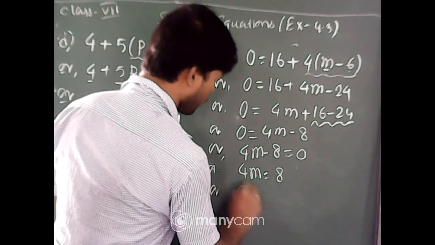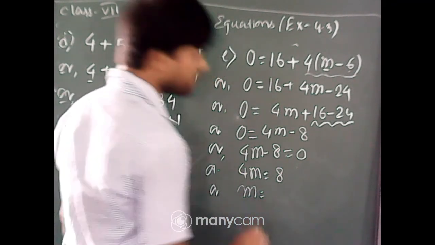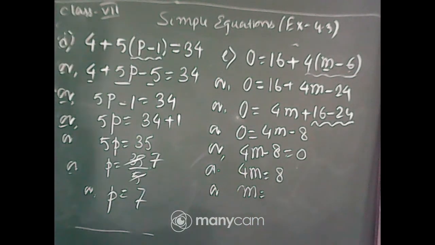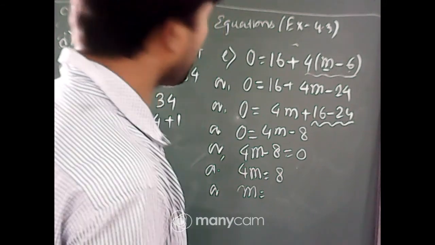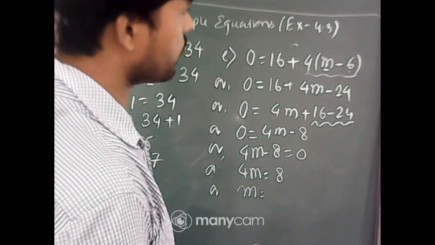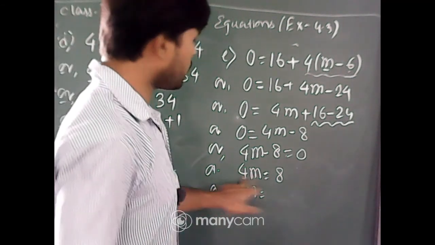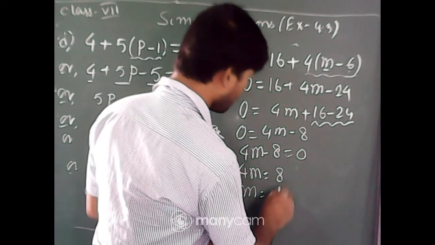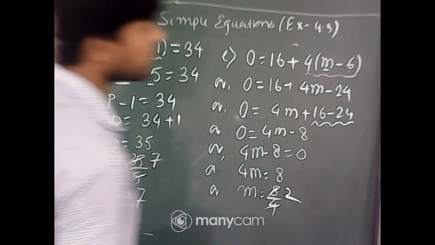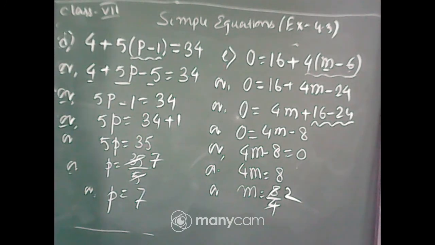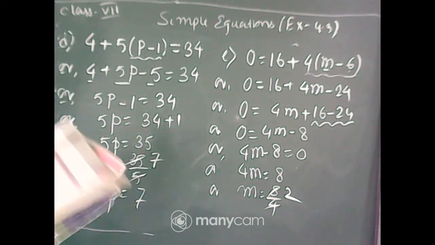That means from here what will be the value of m? Waiting for your answer. Yes, the answer is right. 4m equal to 8. So m will be 8 by 4, and 4 2s are 8. So the answer will be m is equal to 2. So this part is now completed.